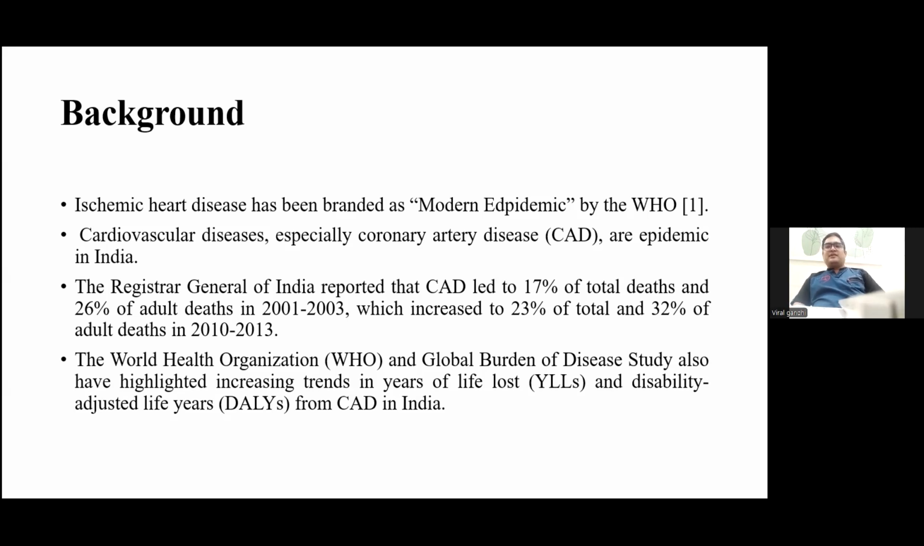The Registrar General of India had reported that CAD led to 17% of the total deaths and 26% of the adult deaths between 2001 to 2003, which has increased to 23% of total and 32% of adult deaths in 2010 to 2013. So it is an increasing trend of CAD and ACS, and mortality is also high. WHO and global burden of disease studies also highlighted the increasing trend in years of life lost and disability adjusted life years from CAD in India.